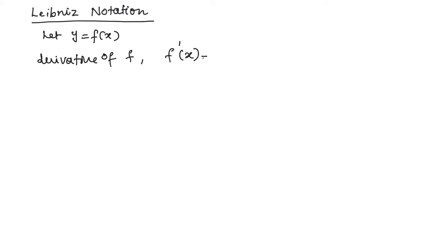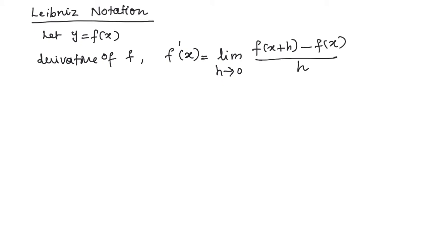I am going to explain to you the Leibniz notation, the power rule, and the sum and difference rules. Let y equal f of x, then the derivative of f we can represent as f prime of x. And using the limit procedure, we can find the derivative: limit as h approaches 0 of f of x plus h minus f of x, whole divided by h.